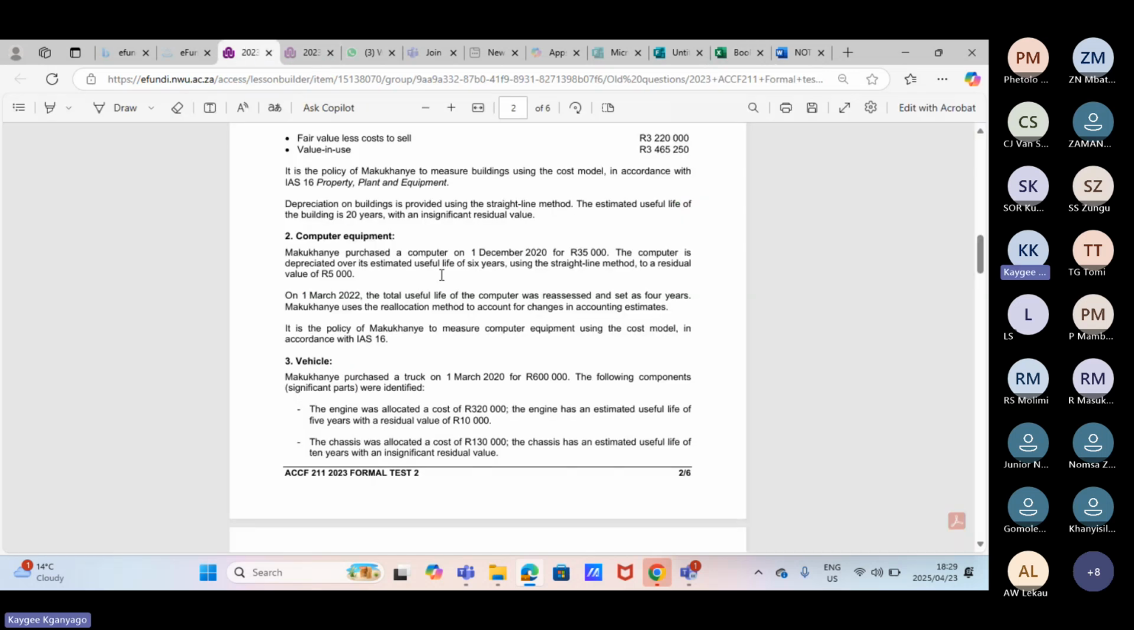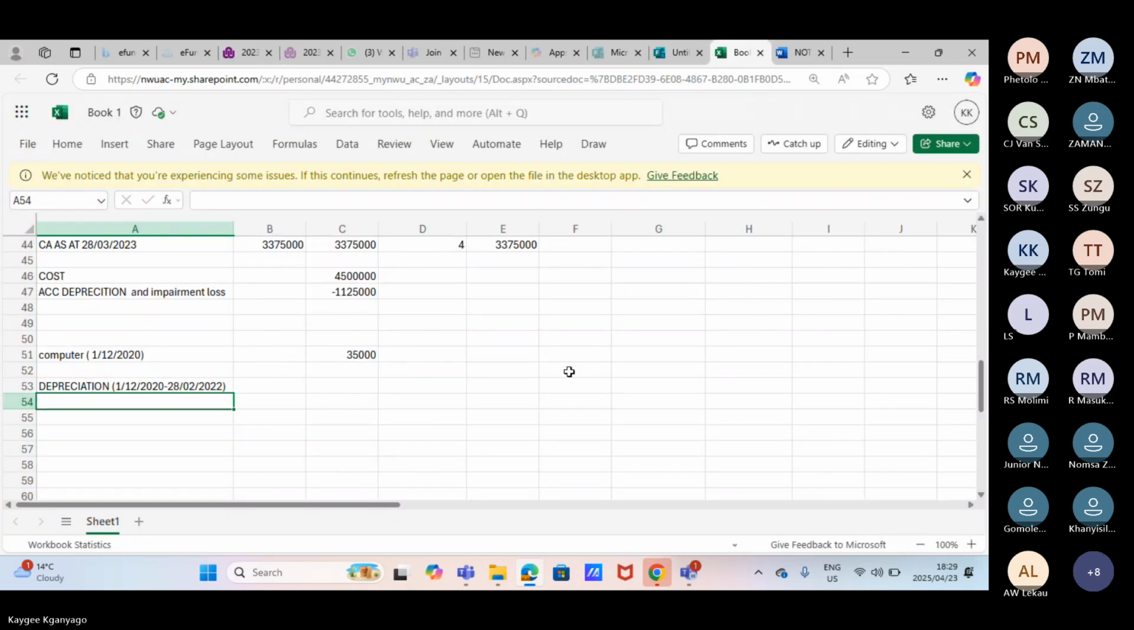Okay, since I see it's not full years, can I work this in terms of months? The useful life is 6 years, but can I turn it into months? Yes. Okay, and just do this. The useful life.